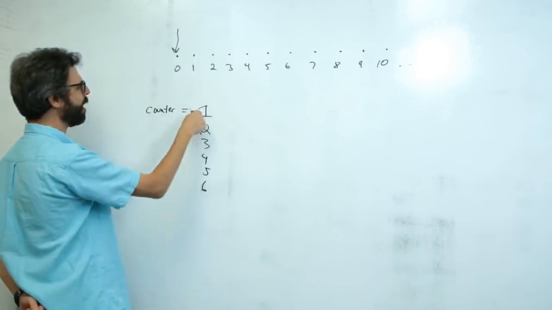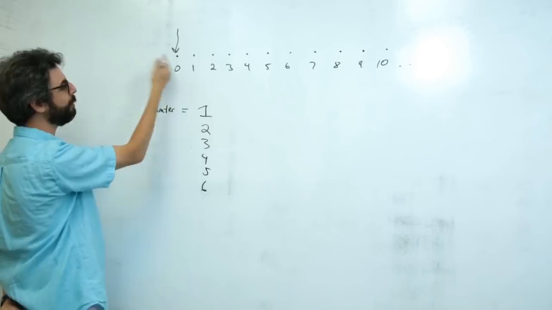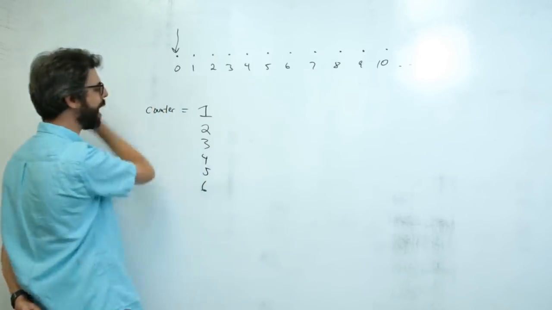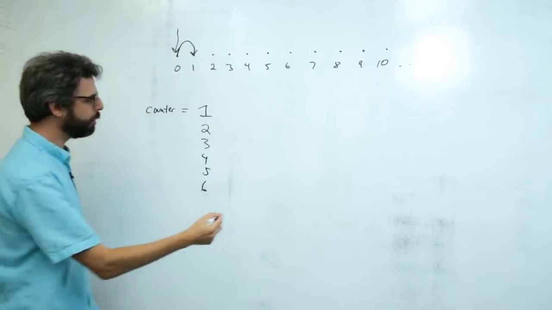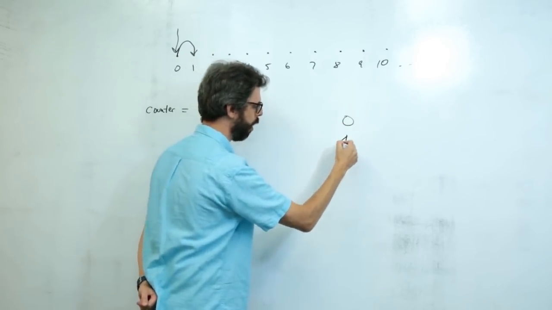All right, so 1, I'm going to try to go backwards. Oh, there's no spot. There's no negative numbers in the sequence. So I can't go backwards. I'm going to go forwards. I'm going to go to here. So my sequence is now 0, 1.